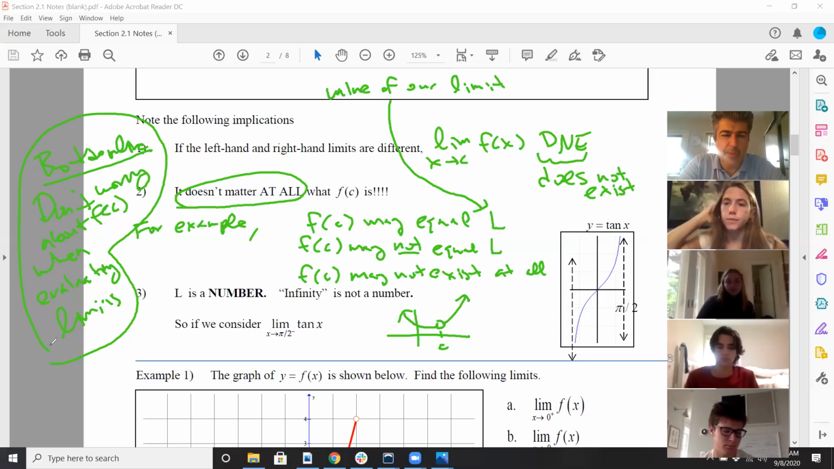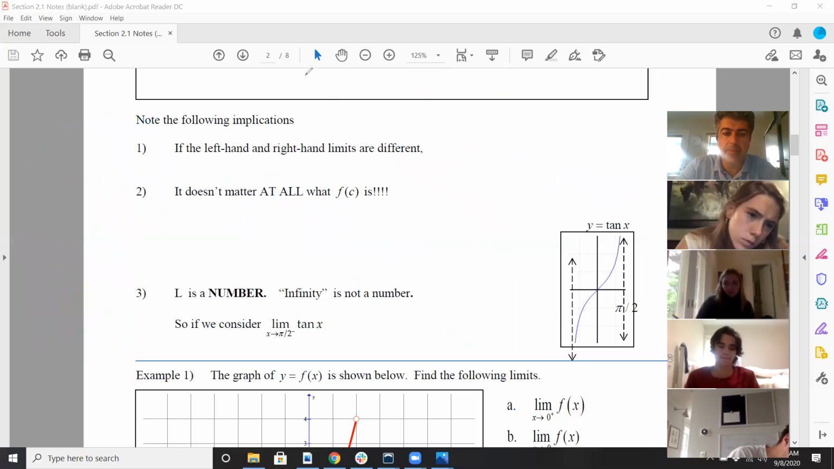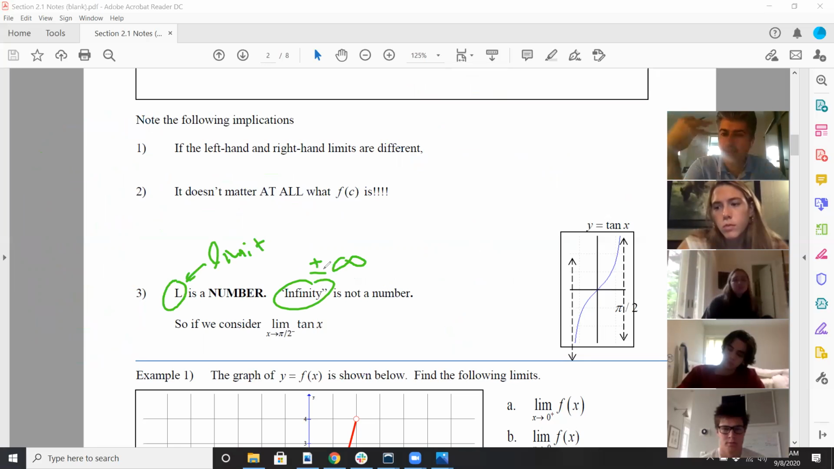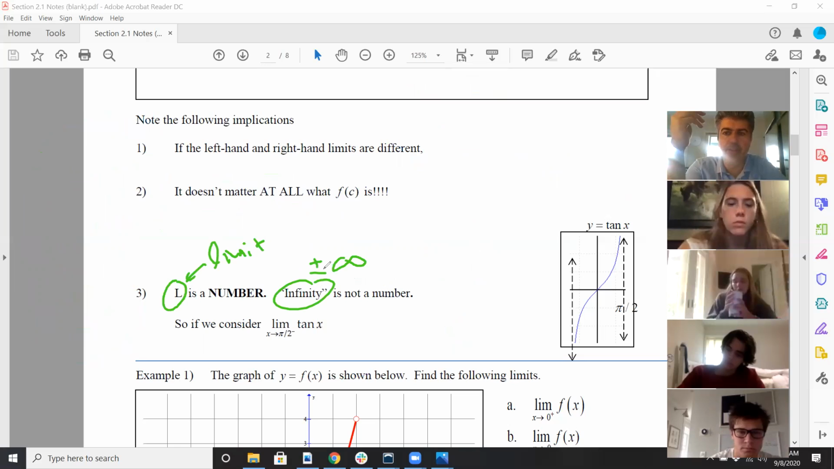We're going to explore infinity in 2.2. We're not going to talk much about infinity in 2.1. But remember, your limit is a number. Remember, L is your limit. It has to be a number. Infinity, just so you know, positive or negative infinity, is not a number. It's this abstract idea that your number just keeps getting larger, right? And there's no end to it.